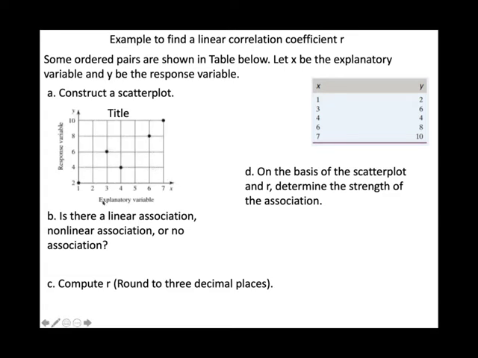Okay, so x is the explanatory variable, y is the response variable. First coordinate, 1 and 2: x equal to 1, y equal to 2. Second coordinate, 3 and 6. So I have a 3 here, 6 here. And then 4, 4, 6, 8, and 7, 10. So just do it one by one by hand to construct the scatterplot.